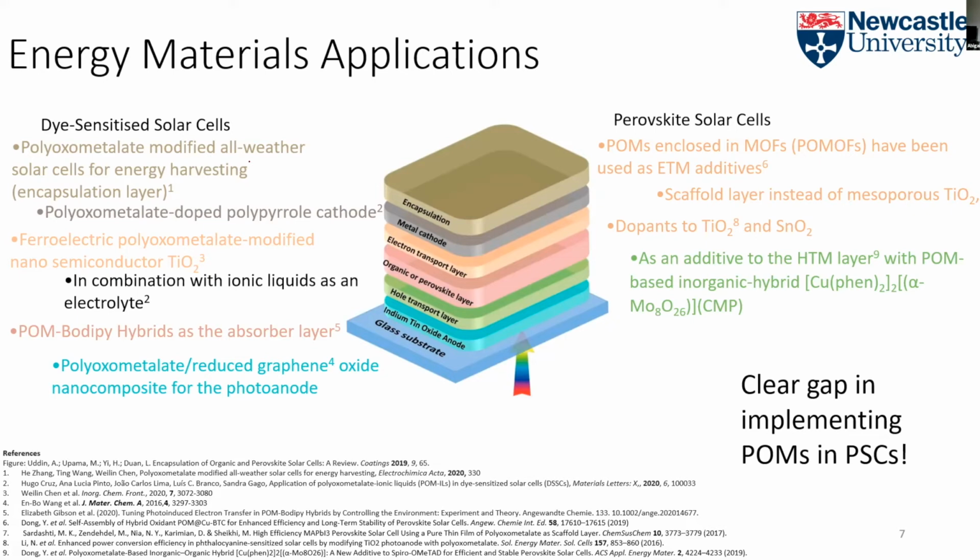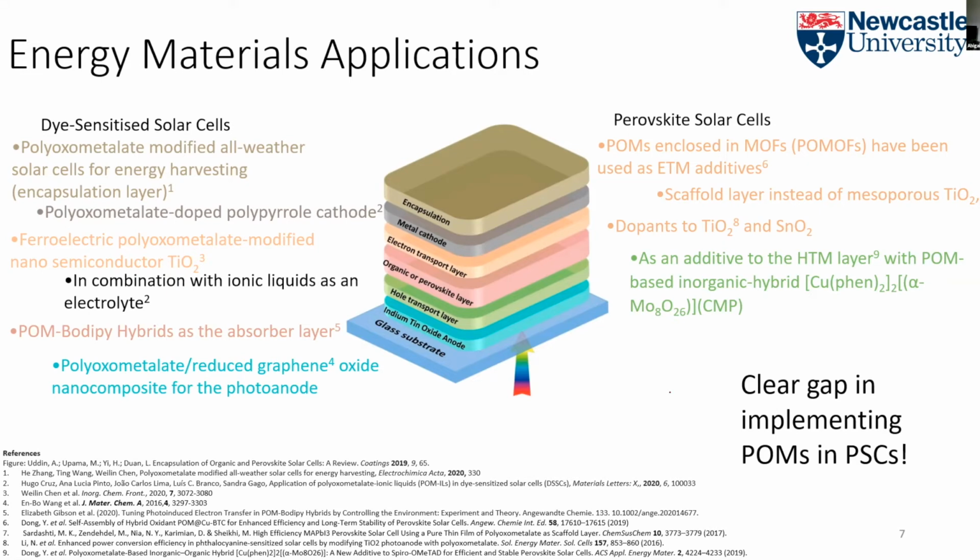But basically what I found is that in dye cells, they've been put in the encapsulation layer, the cathode, the semiconductor layers, the electrolytes, the absorber layer as hybrids, and they have been used in the photoanode. So they've been exploited for every part of this, and generally show a trend of increasing stability, facilitating charge transport, and increasing photocurrent. So obviously they look quite promising.